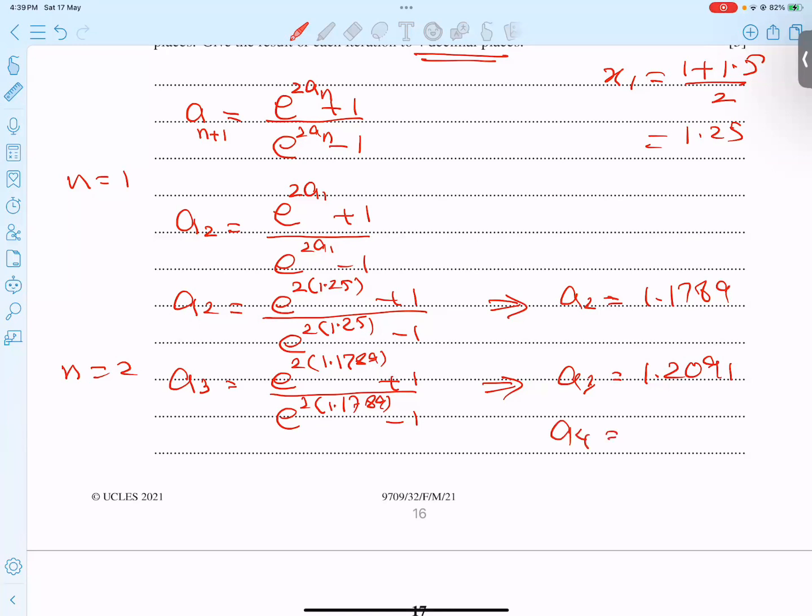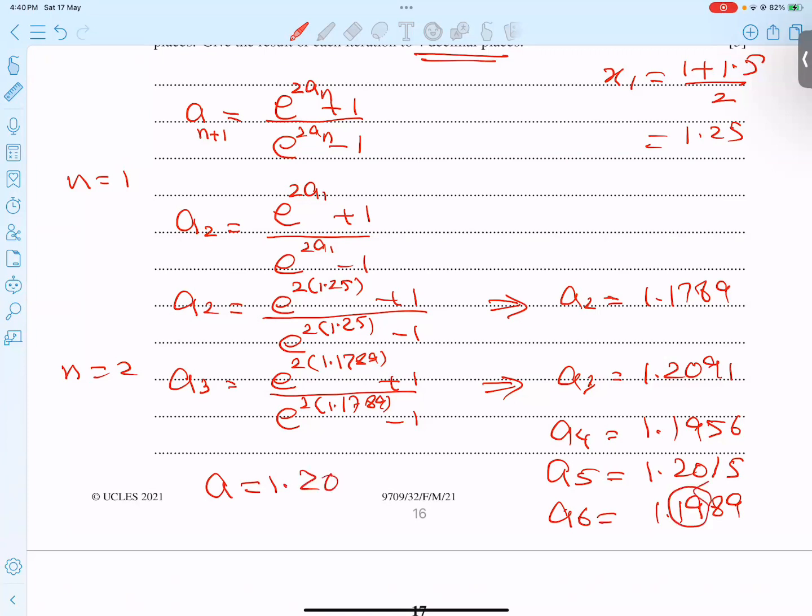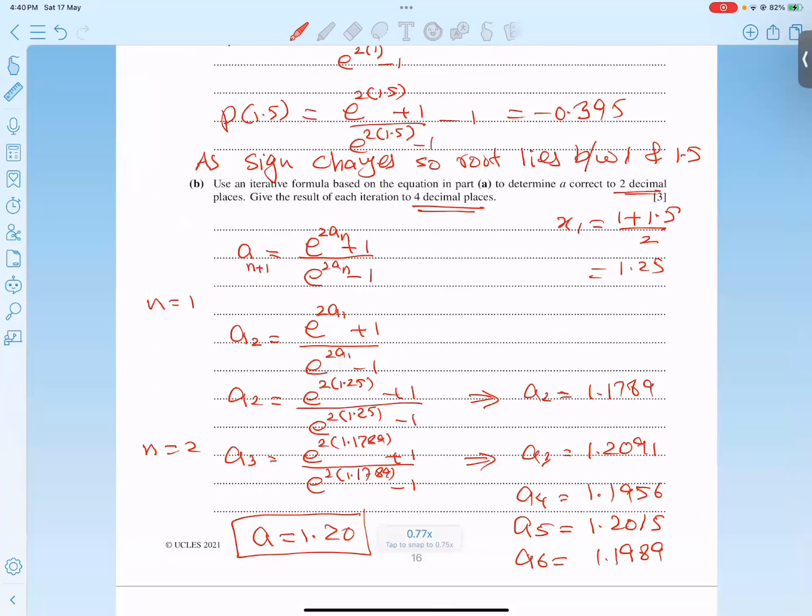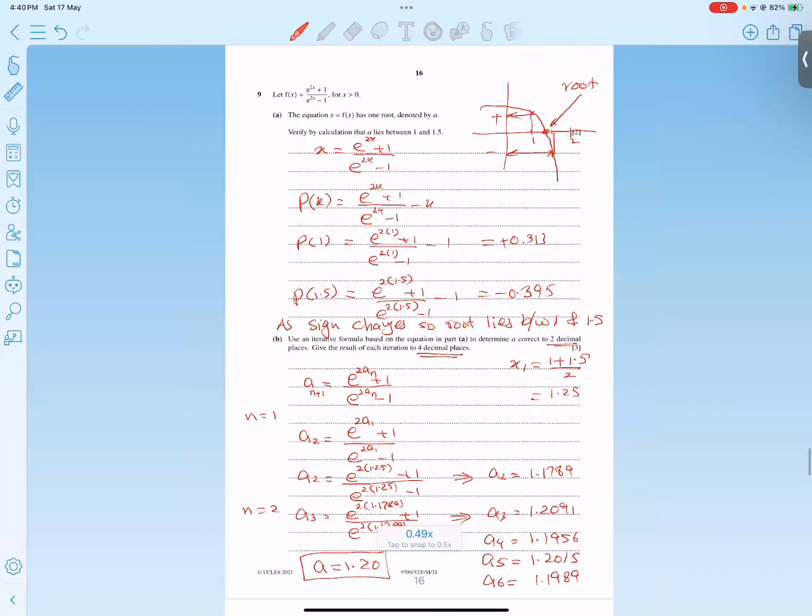Now I'll go for A4. That value I'm getting here is 1.1956. Then I check A5, it's 1.2015. So we have to give it to 2 dp, and the 2 dp start repeating to some extent. If I check A6, it's 1.1989. So if I round it, you can check, the answer turns out to be 1.20. This is also 1.20. Alhamdulillah, I hope the concept of the question is completely clear.